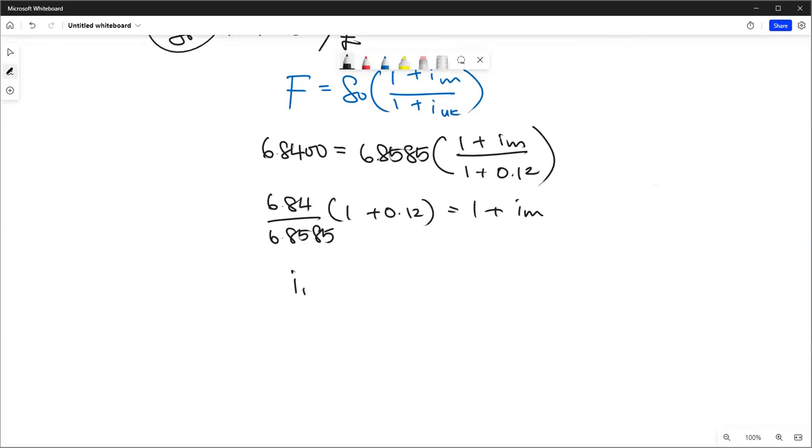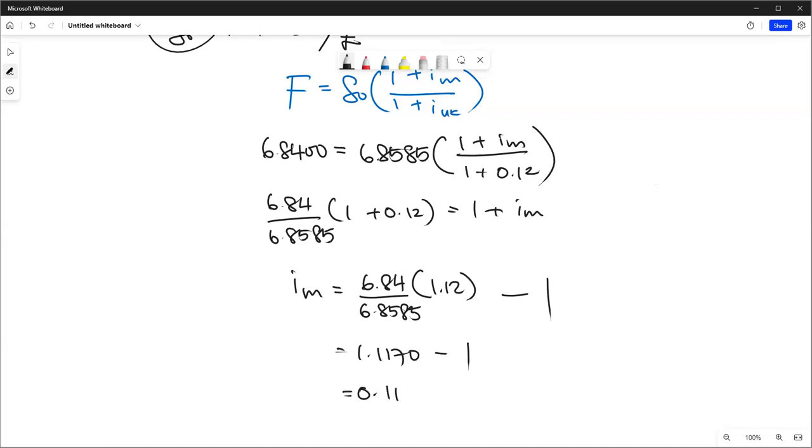So interest of Malaysia is equal to 6.84 divided by 6.8585 times 1.12 minus 1. This is 1.1170 minus 1, so 0.1170 is the interest, or 11.7%.